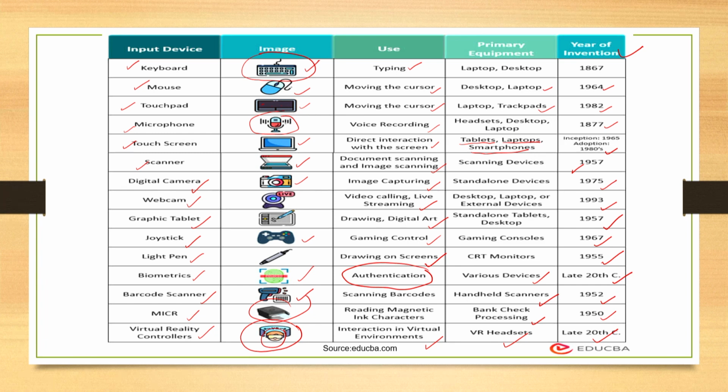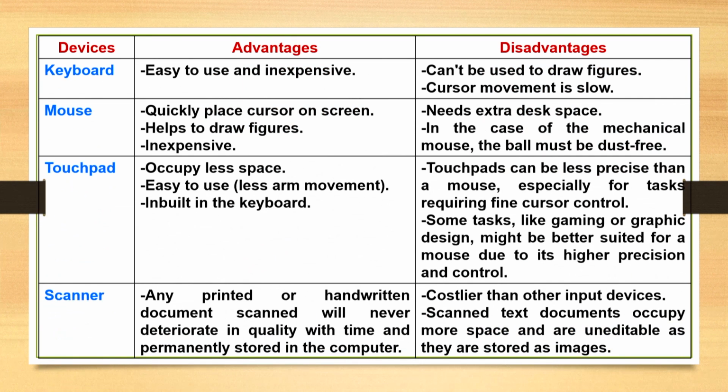So, this diagram just gives an overview of different types of input devices along with the images and the year when they were invented. So, let us start with all of this in detail one by one. First one is the keyboard. Keyboard, as I told you, it is easy to use and inexpensive.